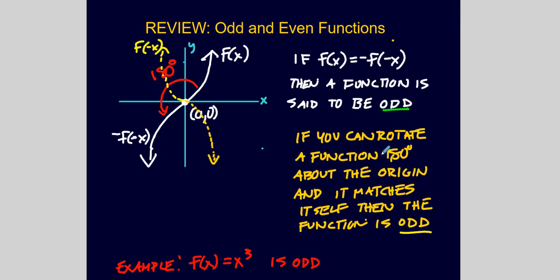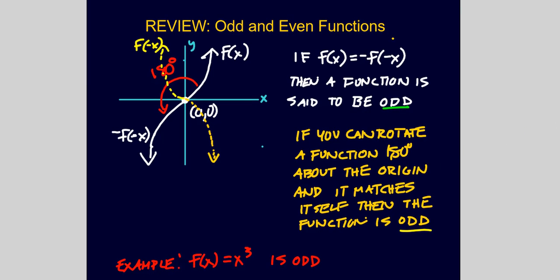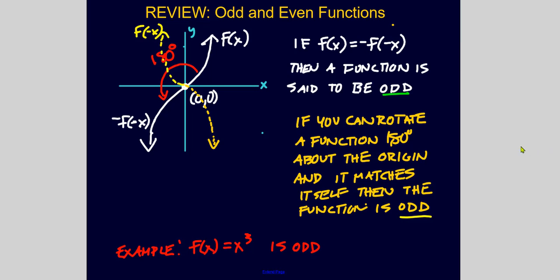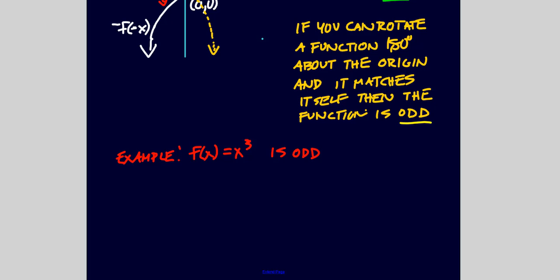So if you can rotate a function 180 degrees about the origin and it matches itself, then the function is odd. So you can spot an odd function by just looking at the graph, as you can do with an even function. So let's take a look algebraically why f of x equals x cubed meets the criteria for an odd function. Notice that f of negative x is the negative of x cubed, because everywhere there's an x, I replace it with negative x.